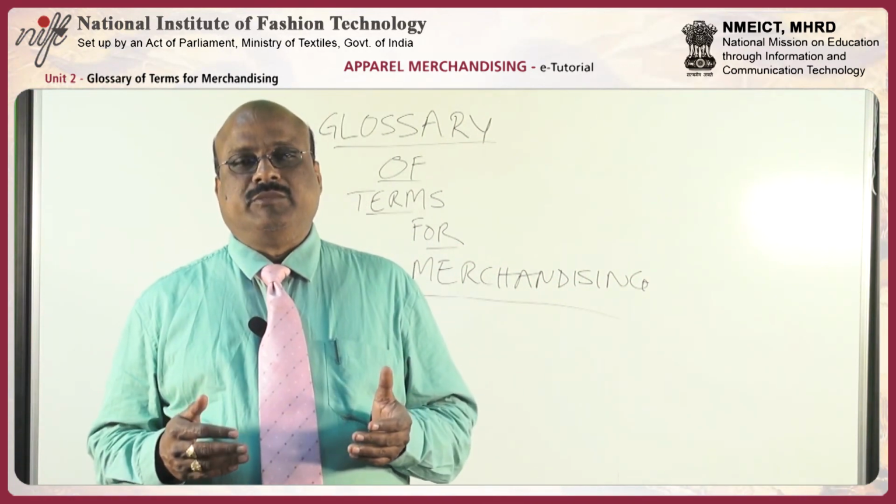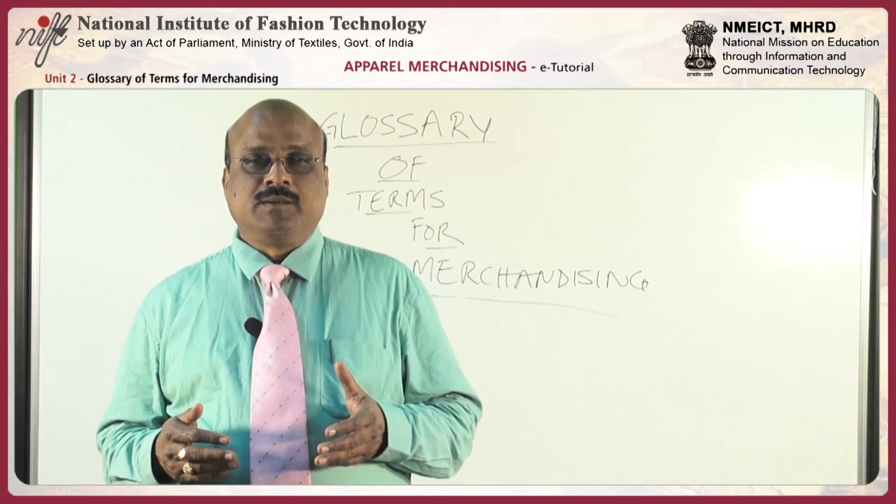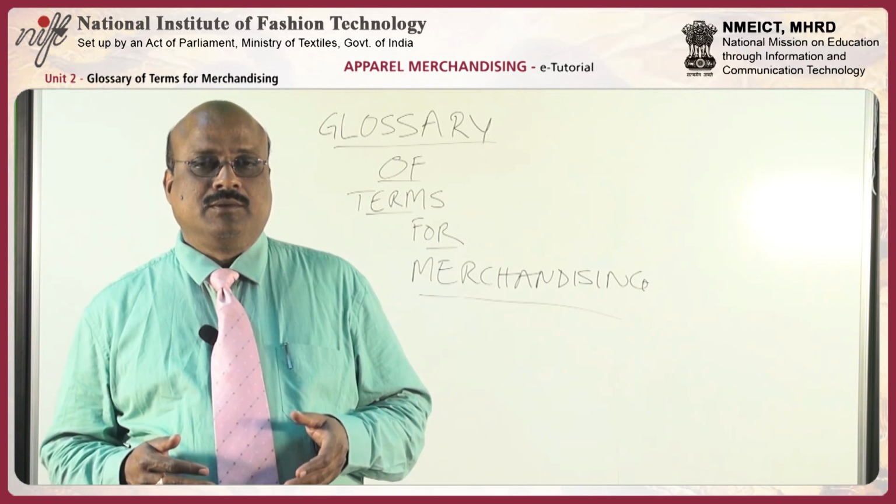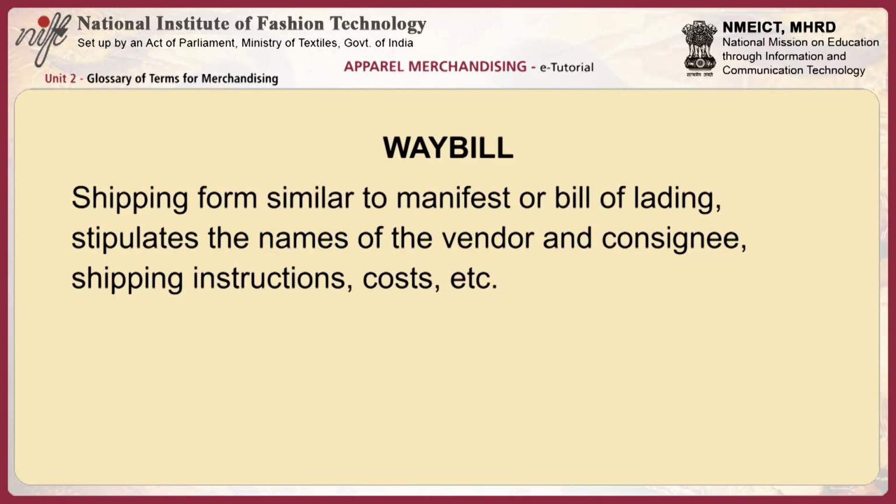The next term is way bill. What is a way bill? A shipping form. Way bill is a shipping form similar to the manifest or bill of lading. It stipulates the names of vendor, consignee, shipping instructions, costs, etc. So a way bill is similar to a bill of lading, and it stipulates the name of the vendor and the name of the consignee, and shipping instructions and costs are included in the way bill.